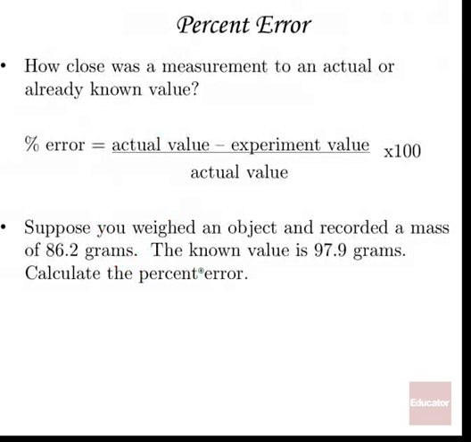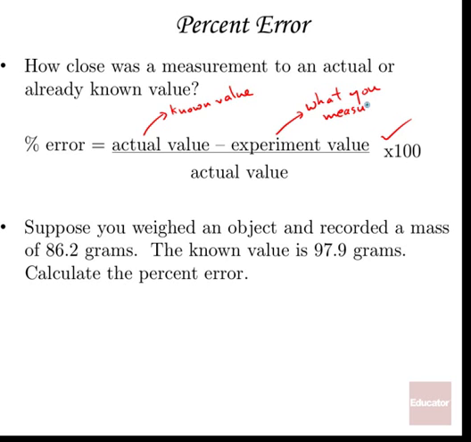All right. Now, when you make a measurement, how good or poor is it? And so how close was a measurement to an actual or already known value? So this is what we call percentage error. And percentage error is equal to the actual value minus the experimental value divided by the actual value. So actual value is the known value, and the experimental value is what you actually measured in an experiment. So what you measured.